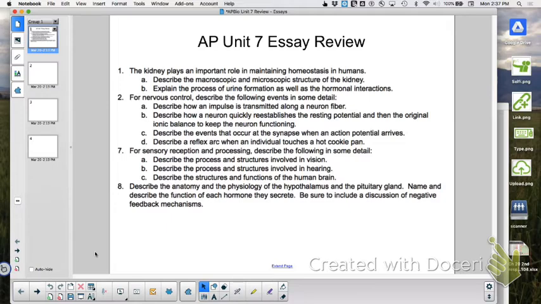So you would want to name all the tubes and what is in them, the structure of them, and that you have 2 of them. Okay? That would be the macroscopic structure. The microscopic structure, you're going to talk about what? Yeah. And you're going to talk about the nephron.